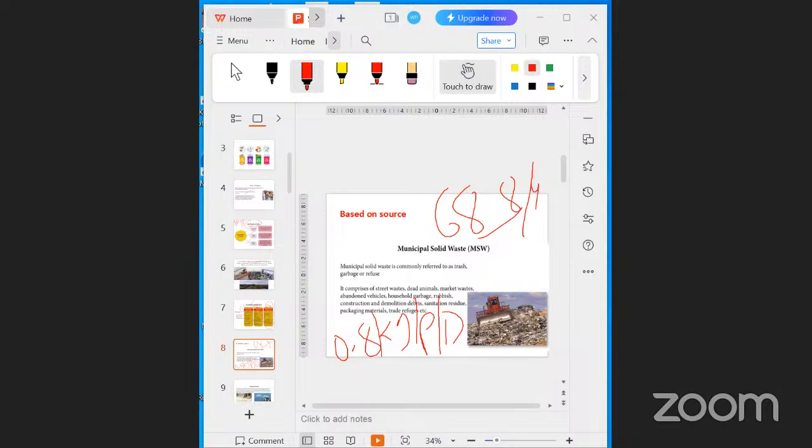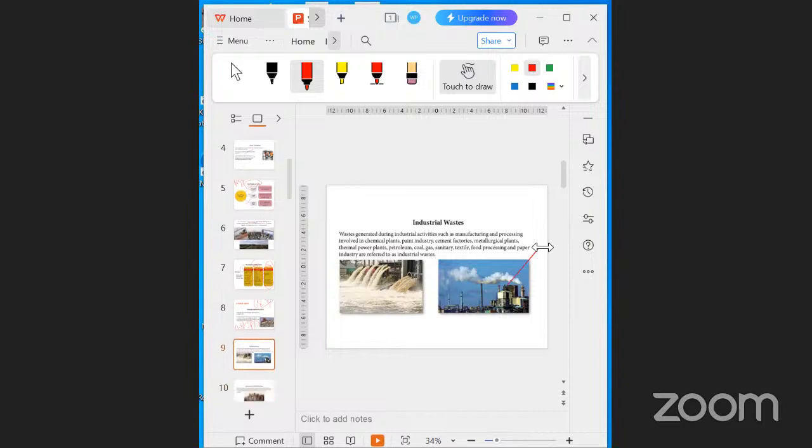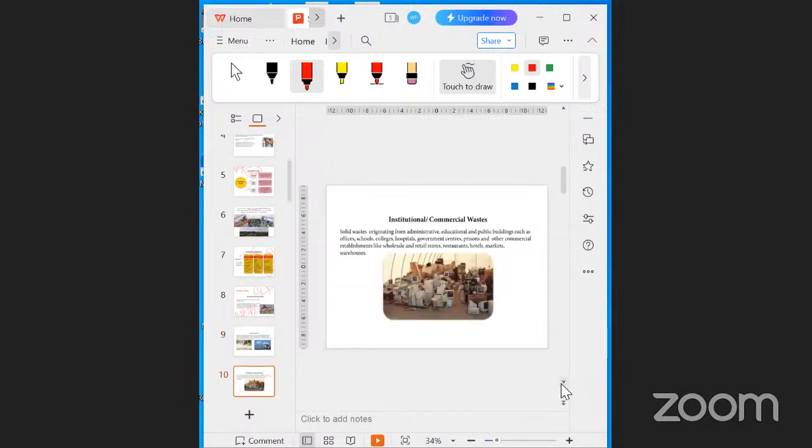So now the next one is industrial waste. Industrial wastes are generally waste generated during which activities? Industrial activities. What are the industrial activities? Such as manufacturing and processing involved in chemical plants and paint industries, cement factories, thermal power plants, petroleum and coal gas industries, sanitary textiles, and also some of the food processing industries. Those are generally categorized as industrial waste, right?